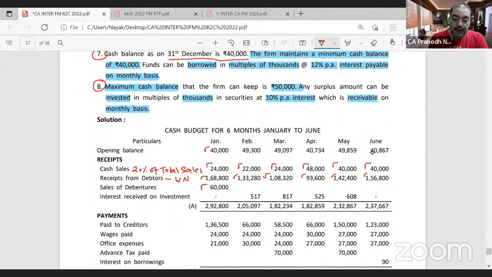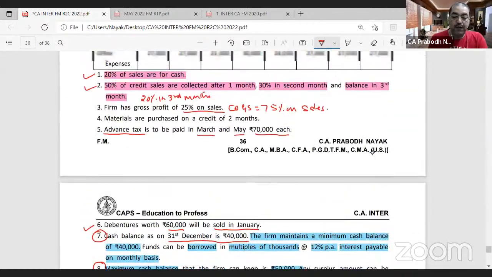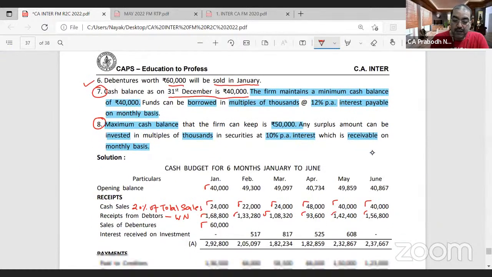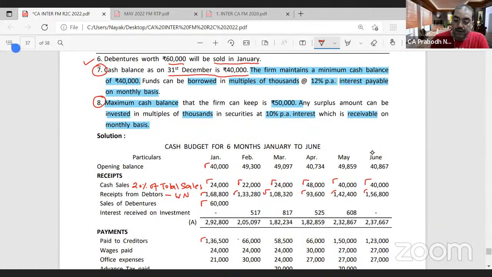Paid to creditors 136.5. Now payment to creditors, what they have said: materials are purchased on a credit of 2 months. So that means November purchases I will pay in January. December purchases I will pay in the month of February. Jan purchases I will pay in the month of March. So 136,500 in Jan, 66,000 in Feb. This is the December. And this is all your 2 months purchases, 2 months bill.